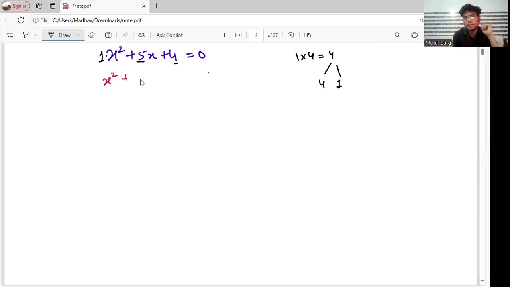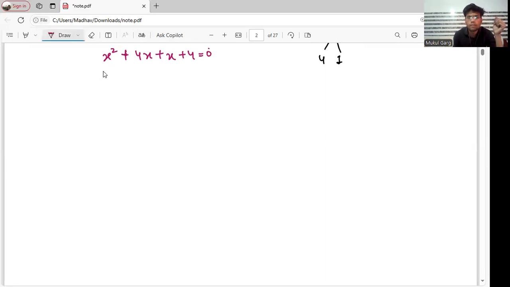I'm going to split the middle term, that's 5x, by using 4 and 1. So 4x plus x. All of you know how to do it. We are doing it from the 8th standard. Now take x common, x plus 4. Now we have the same bracket. We just need to take one common. Now I can take x plus 4 common and then x plus 1 inside the bracket.